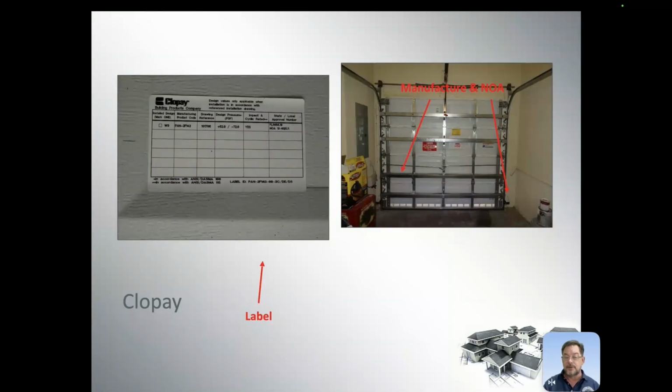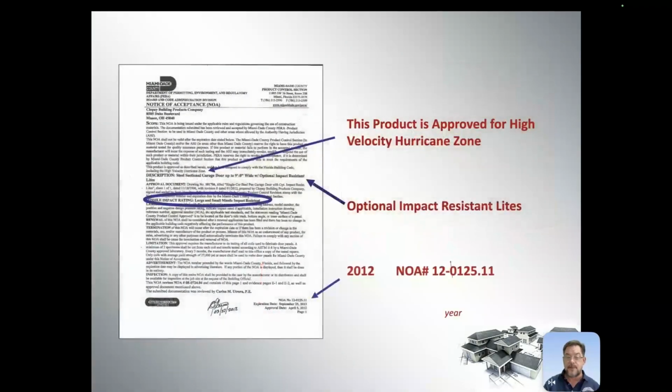You have to have a label. It has to be marked. This one, the only choice for this door was impact, so I guess it's fine. But you need to make sure you're looking at all this stuff and looking at all the braces.